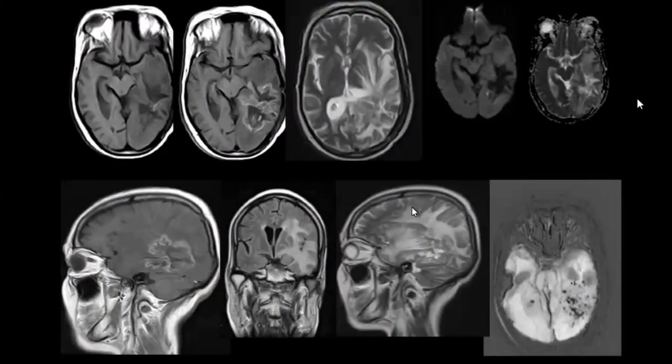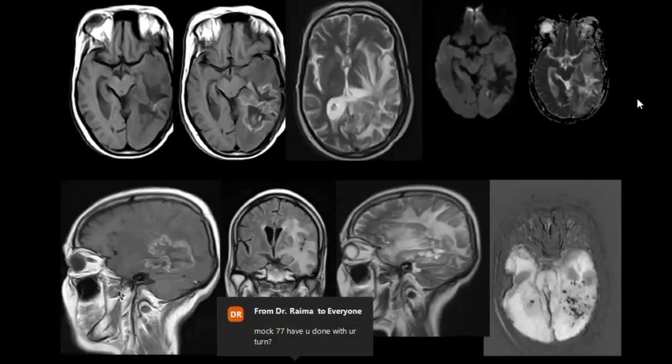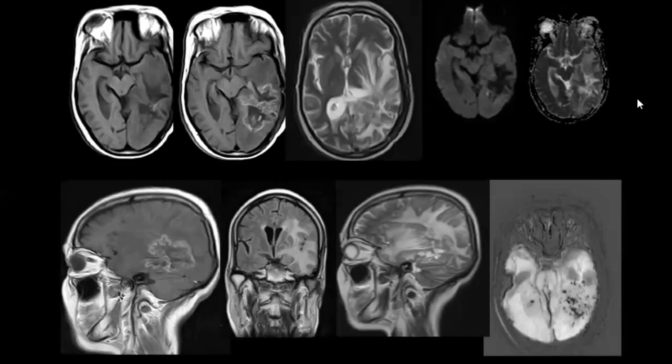I'm provided with multiplanar and multi-sequential spot images of an MRI brain. This is T1 post contrast, T2, diffusion and ADC images. So T1 post contrast sagittal, coronal, T2 sagittal and SWI images.